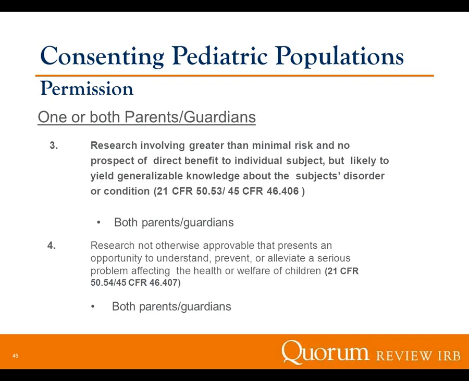We have category 3, research involving greater than minimal risk and no prospect of direct benefit to individual subjects but likely to yield generalizable knowledge about the subject's disorder or condition. Here, category 3, different than category 1 and 2, both parents or guardians must provide their permission. That's required under the regulations. Category 4, research not otherwise approvable that presents an opportunity to understand, prevent, or alleviate a serious problem affecting the health or welfare of children. Again, that catch-all category. Here, per the regulations, both parents or guardians must provide their permission.